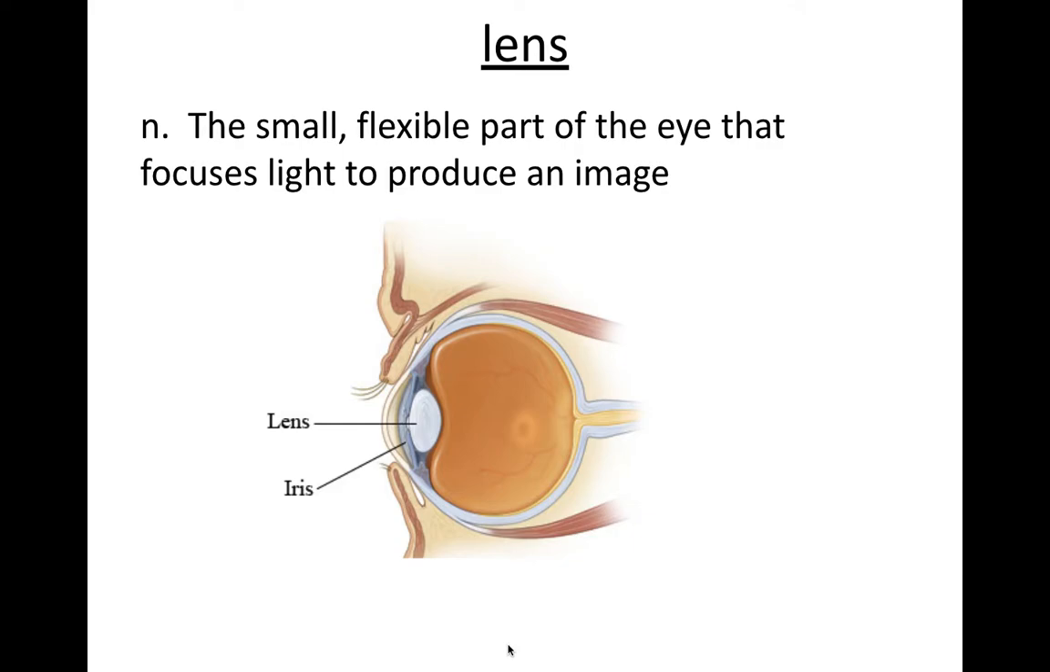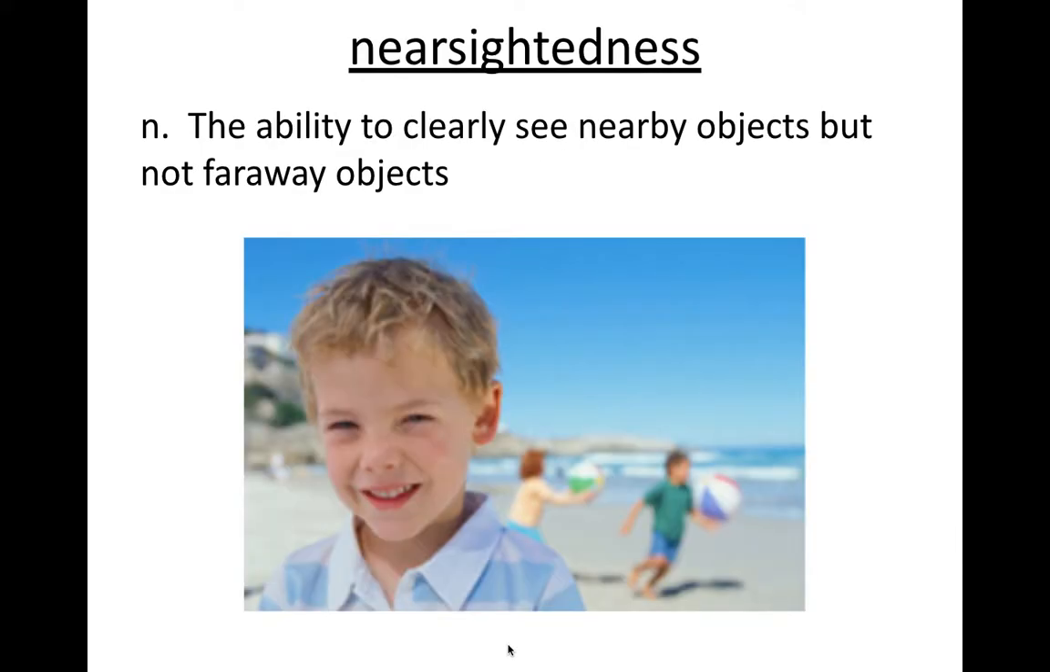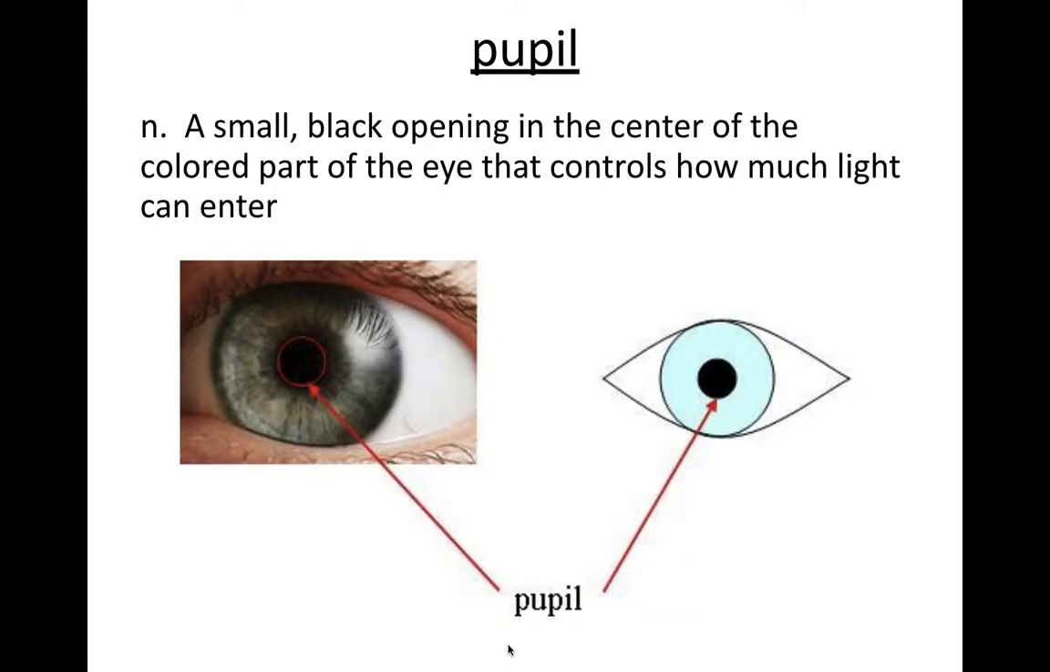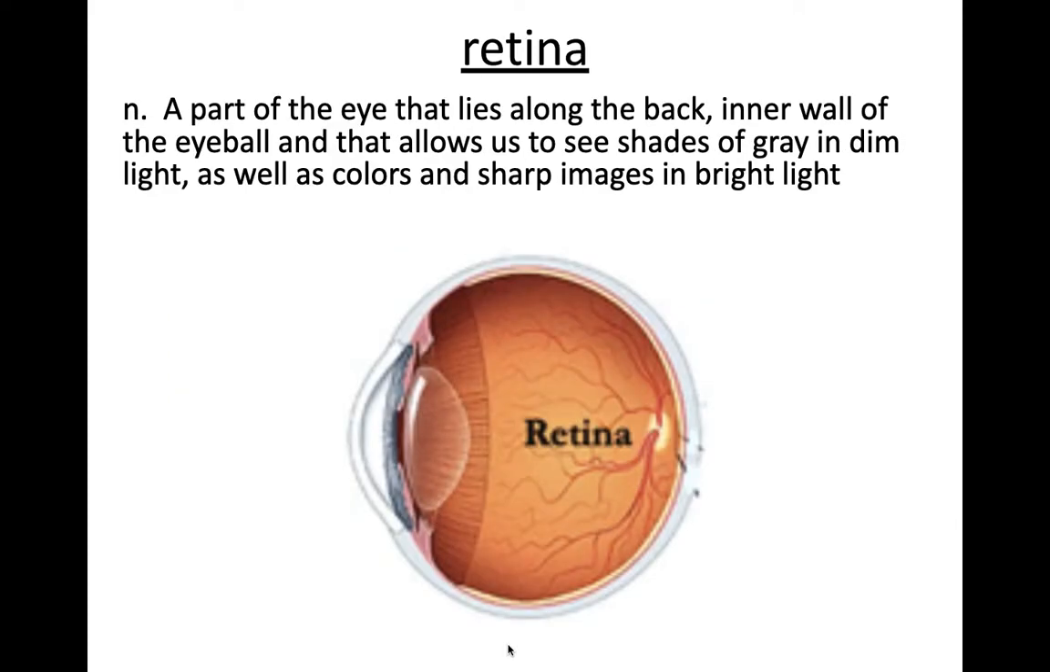Number 4, lens. Noun, the small flexible part of the eye that focuses light to produce an image. Number 6, nearsightedness. Noun, the ability to clearly see nearby objects but not faraway objects. 7, pupil. Noun, a small black opening in the center of the colored part of the eye that controls how much light can enter. 8, retina.